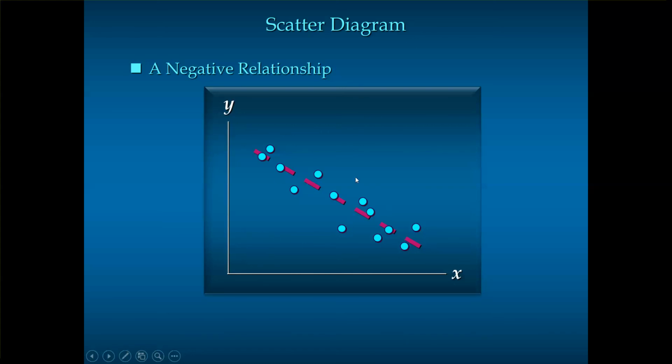Since you've already learned some basic math and geometry, you should know the slope of this trend line is negative, so it's also called a negative relationship. Can you build the bridge between these two definitions, negative relationship and negative slope?